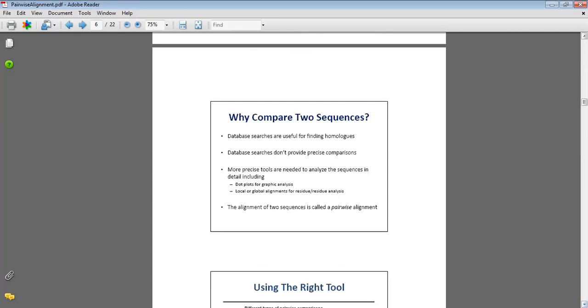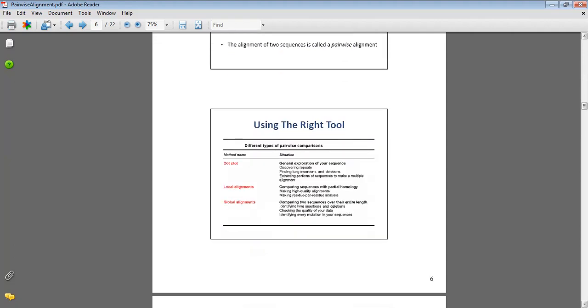By comparing two sequences, database searches are usually useful for finding homologs. Database searches don't provide a precise comparison. More precise tools are needed to analyze the sequences in detail, including the dot plot method and the local and global alignment methods. The dot plot method is a general exploration of the sequence, which helps in discovering repeats, finding insertions or deletions, and extracting portions of sequence to make a multiple alignment.